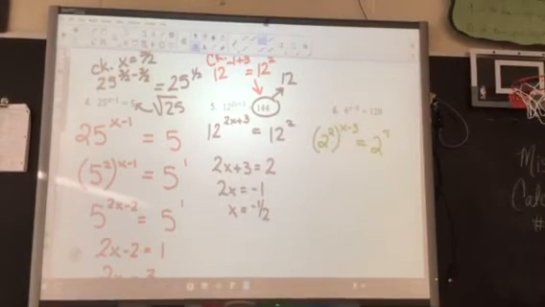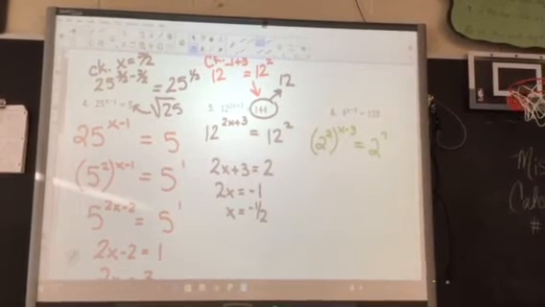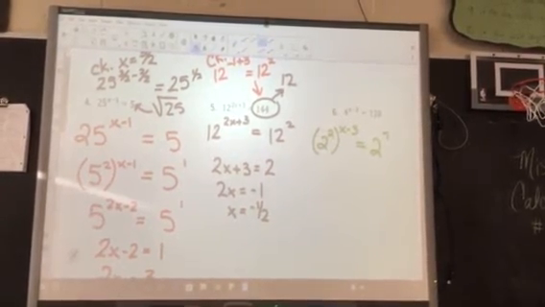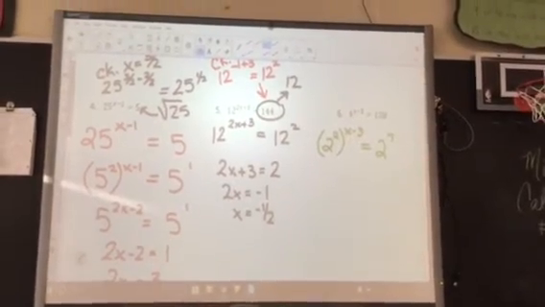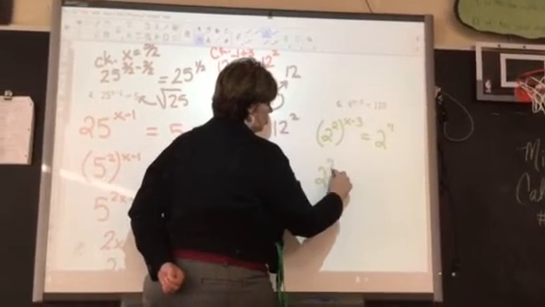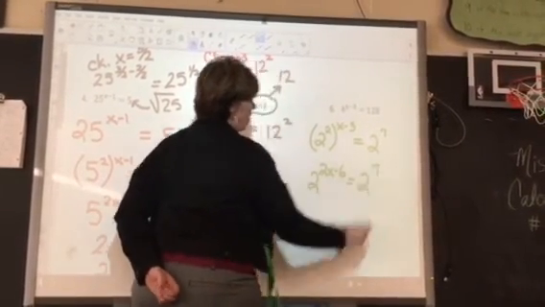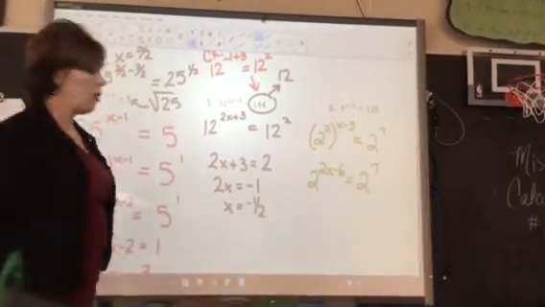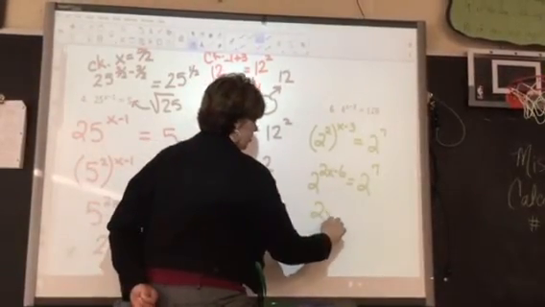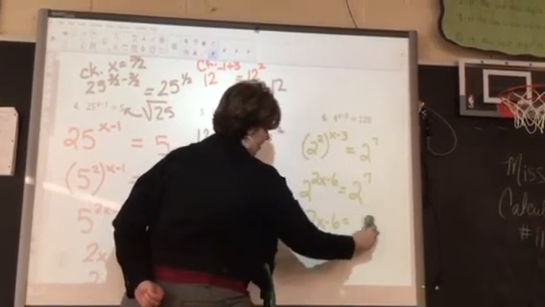Yes, go ahead. Drop the bases. Oh, wait. I want to distribute first. Distribute your power first, then drop your bases. Okay, so it'd be 2 to the 2x minus 6 power equals 2 to the 7th. Now we can drop our bases. 2x minus 6 equals 7.